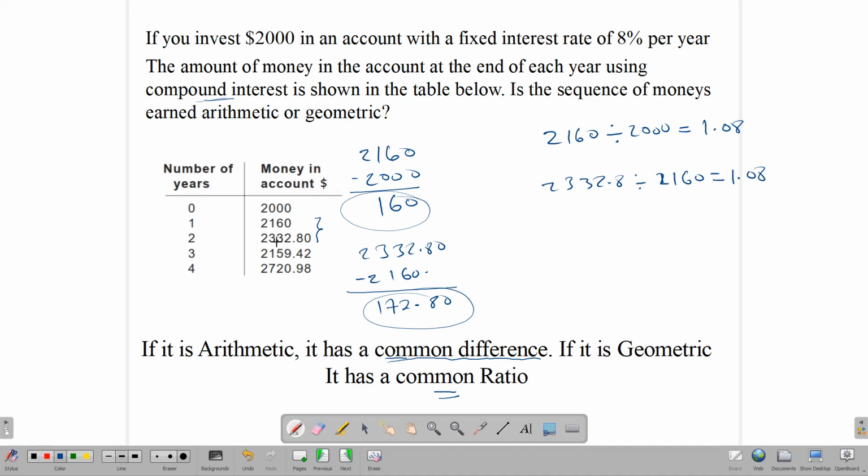So this sequence of numbers has what we call a common ratio. And because it has a common ratio, we can say that it is geometric. So the sequence of monies is geometric.